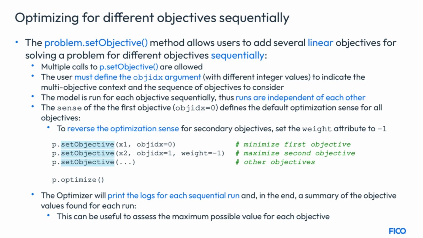The sense of the first objective defines the optimization sense for all objectives. To revert the sense of the optimization for a certain objective, you can assign the objective a negative value for the weight argument, just as in the example shown.